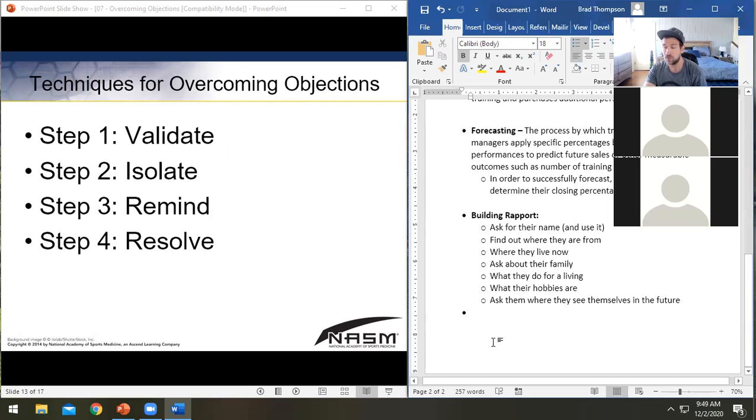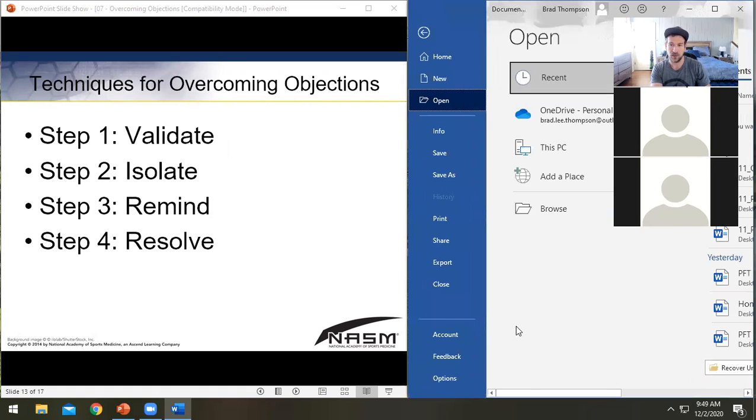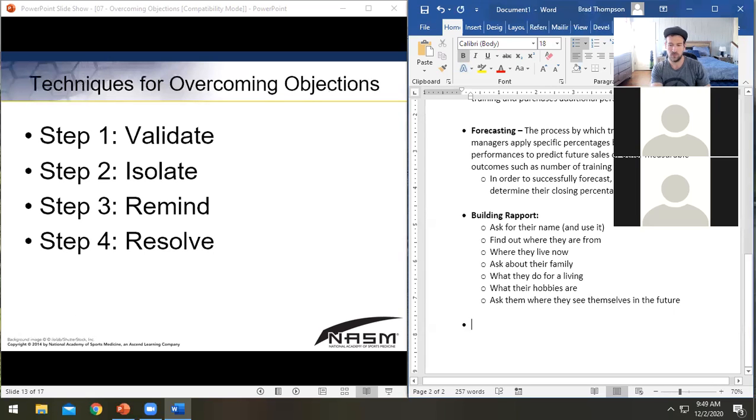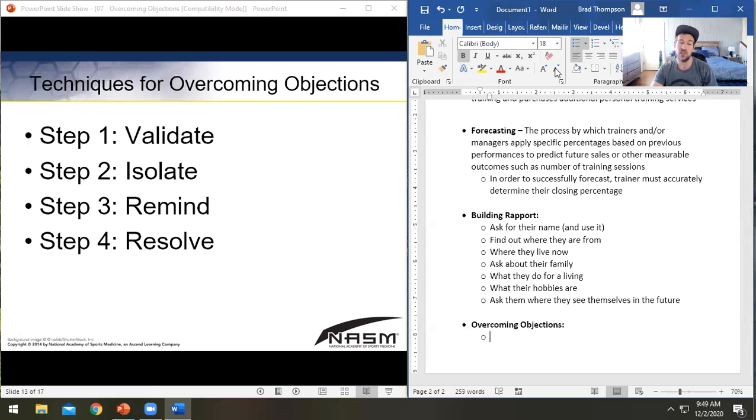All right, so we're going to wrap it up today with the objections part of things that we talked about at the beginning, right? How to overcome all these objections. So this is a 4-step process. If you're trying to make a sale and someone gives you a lot of pushback and they say, I can't afford it, I don't have the time, I'm afraid of the commitment, whatever, this is a 4-step process that you can go through. I'll give this a definition.